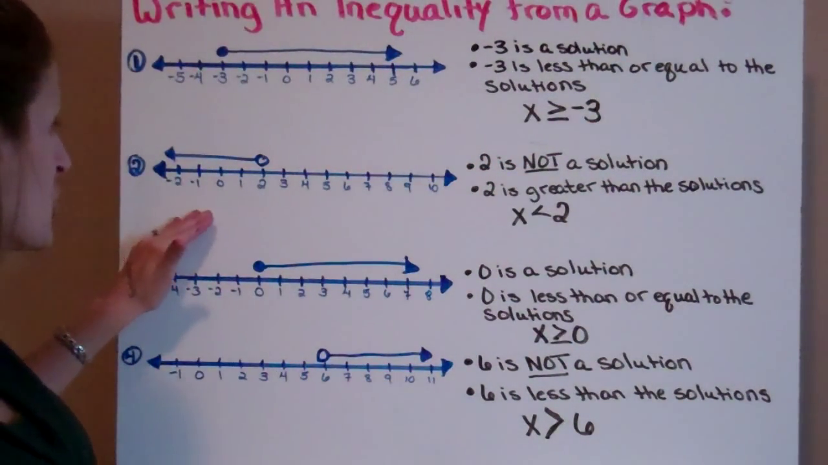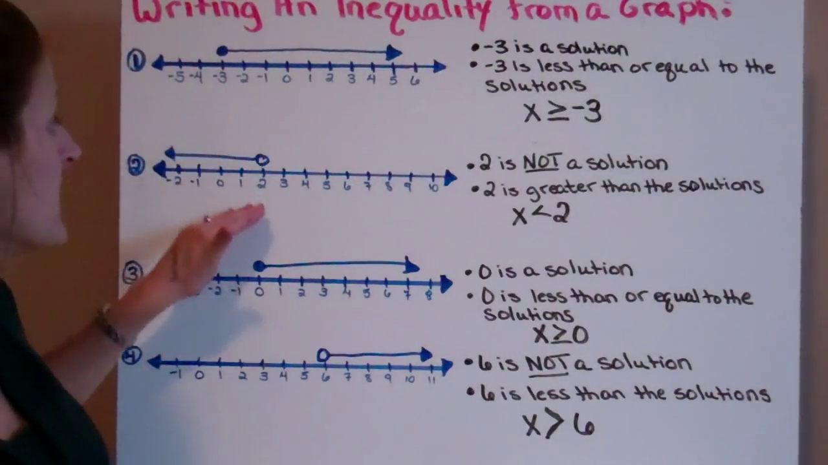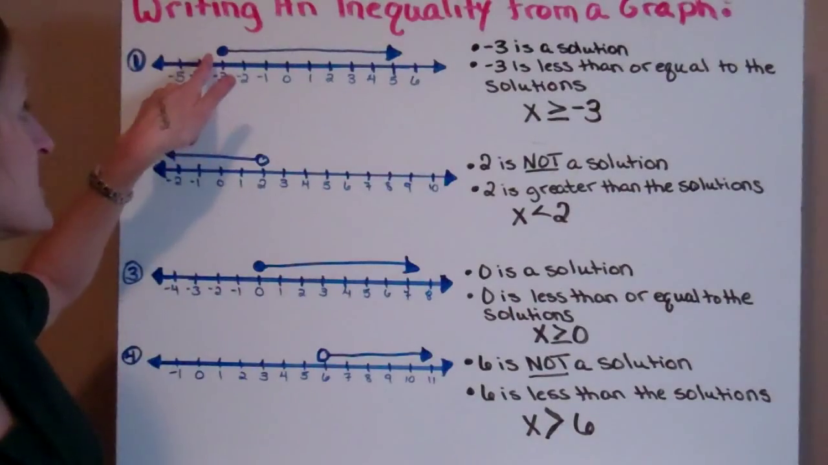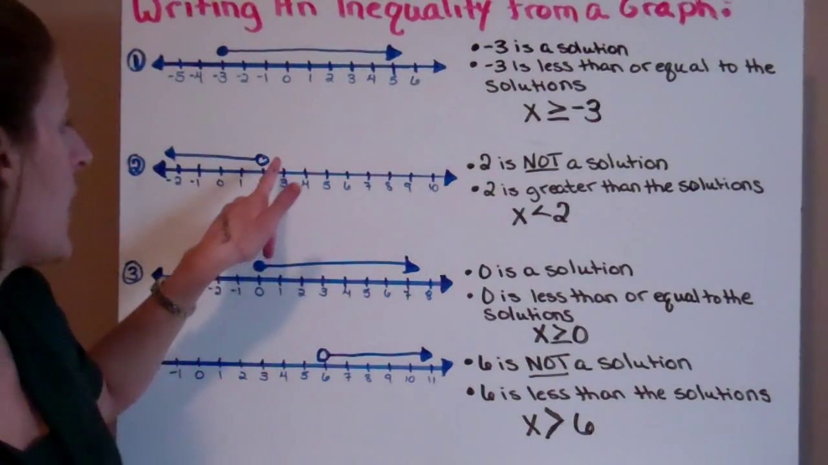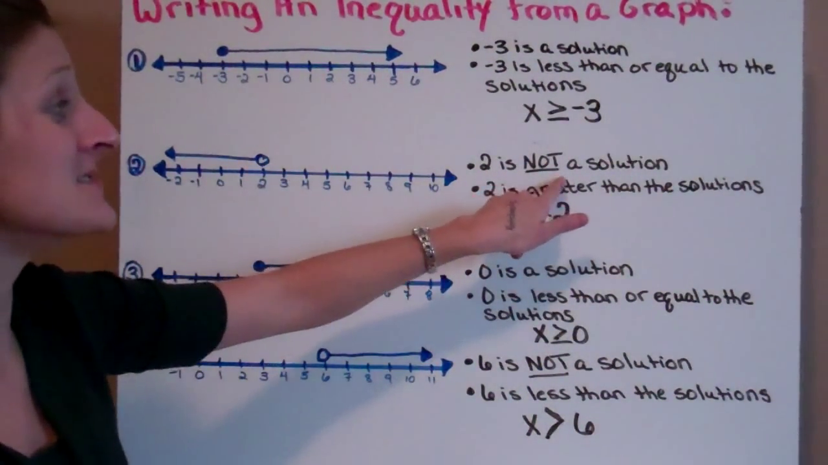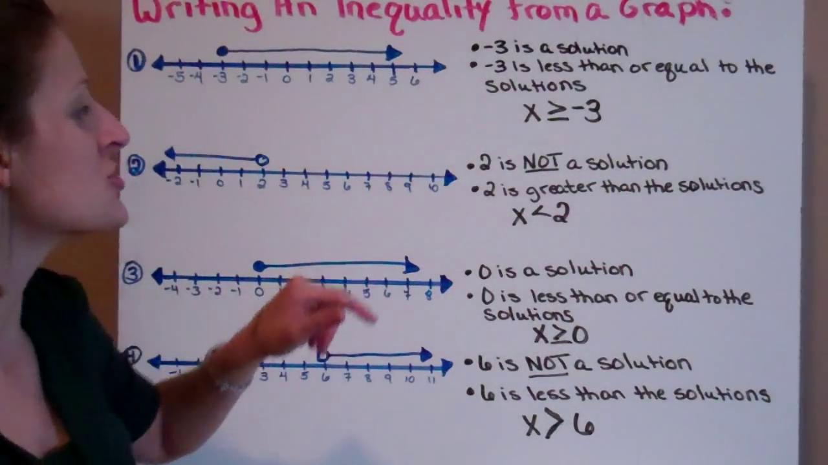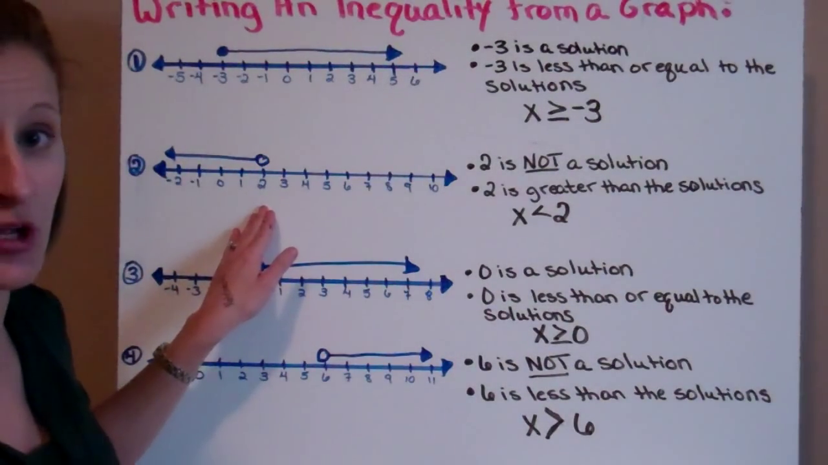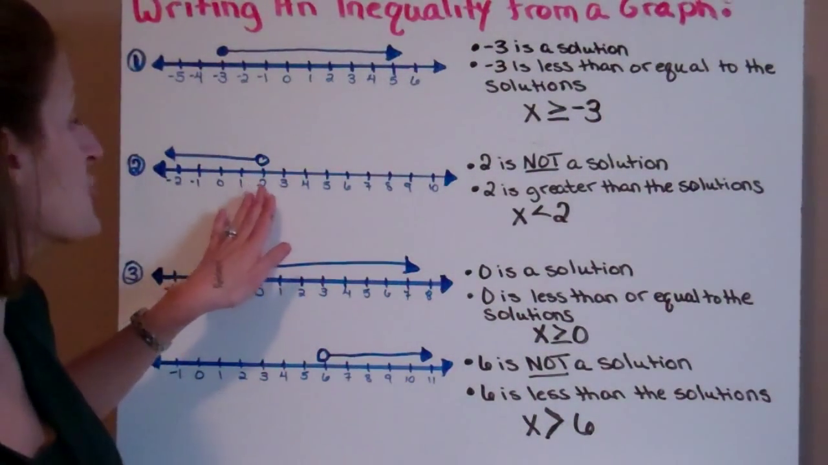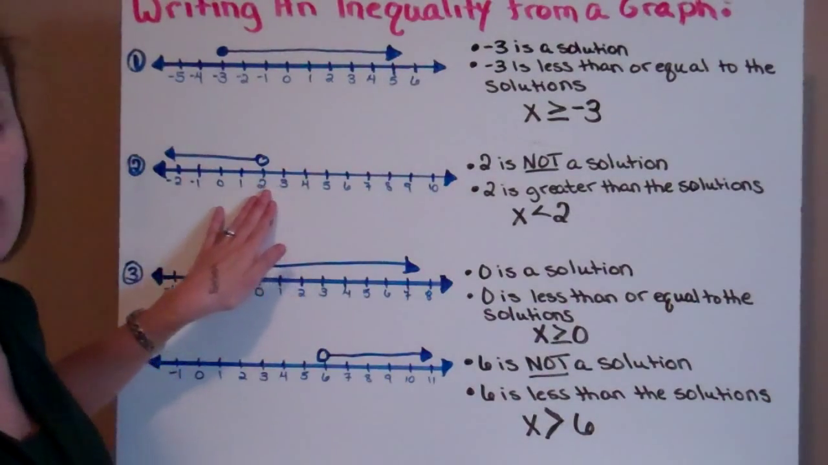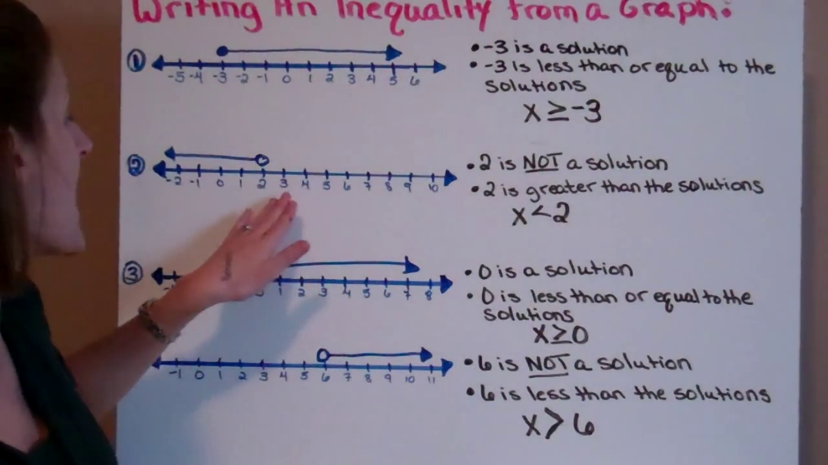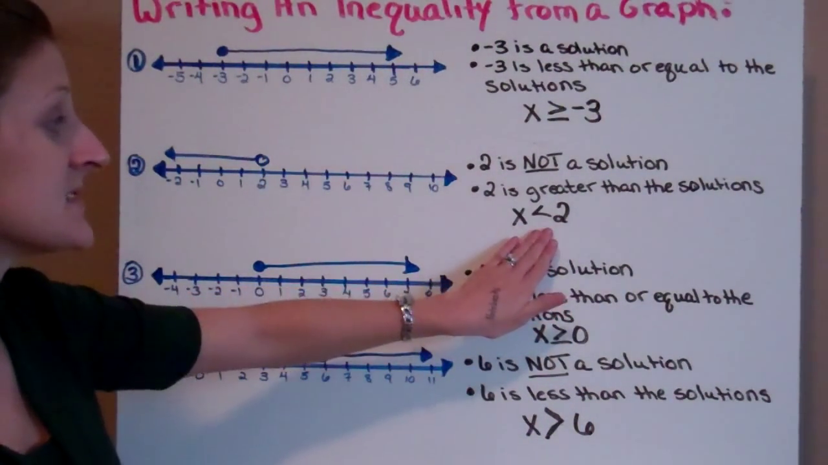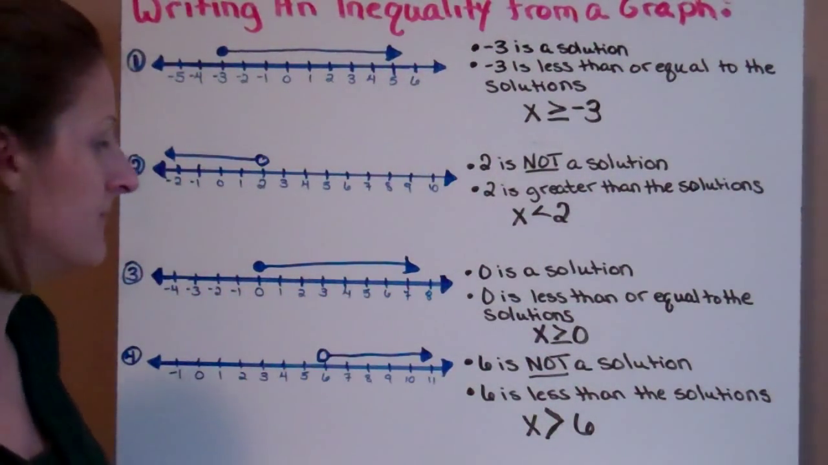Now if you look at number 2, what's different from number 1 to number 2 is my circle is open in number 2 versus the closed one in number 1. That open circle means that 2 is not a solution. So I know that 2 is not a solution, not going to have a line underneath the inequality sign. And I know that 2 is the biggest number. All the other numbers are smaller than that. So that means x is going to be less than 2. So I write x is less than 2 as my answer.